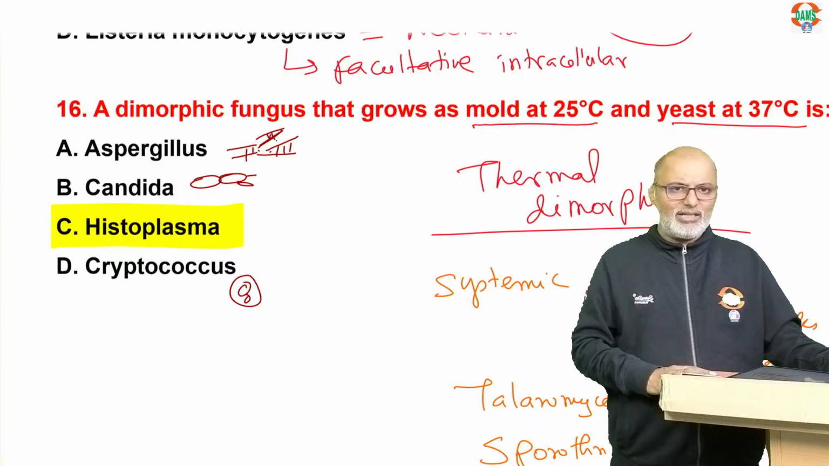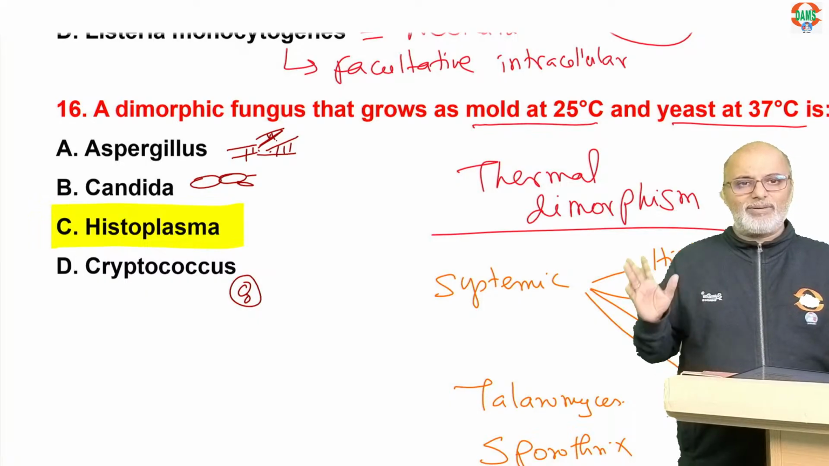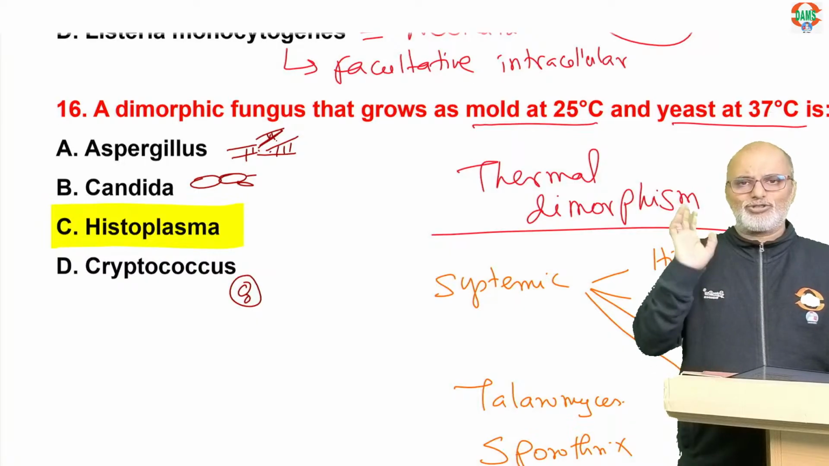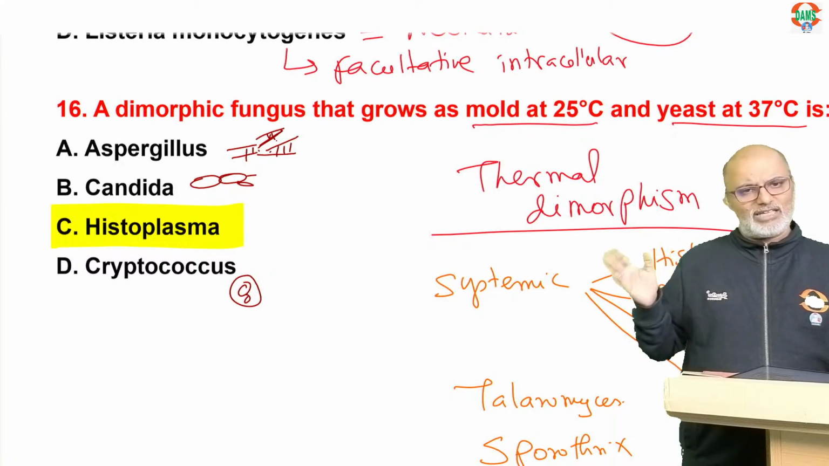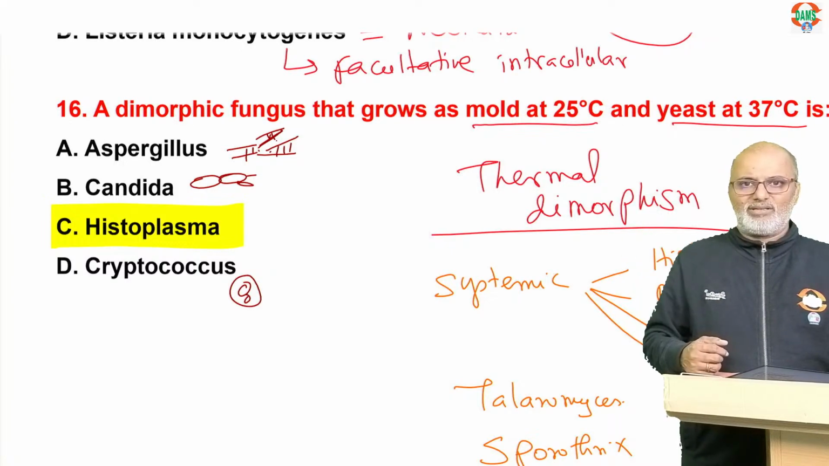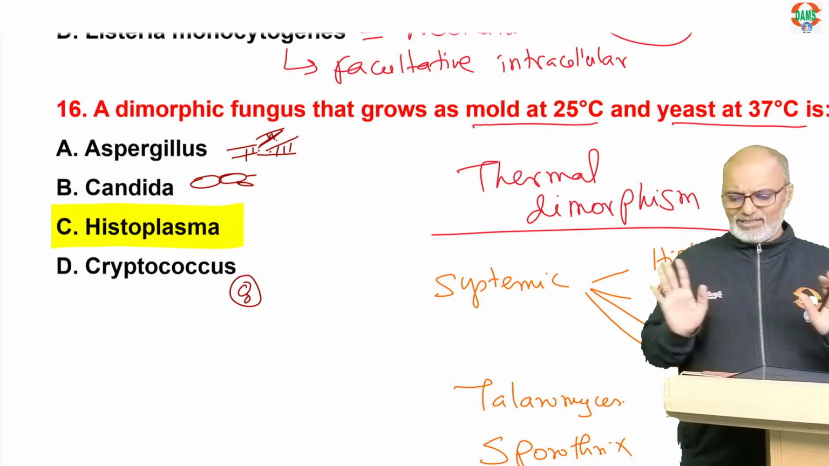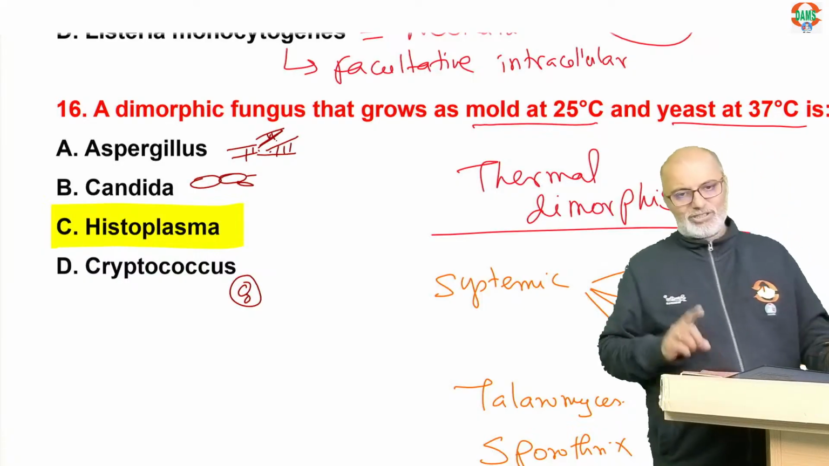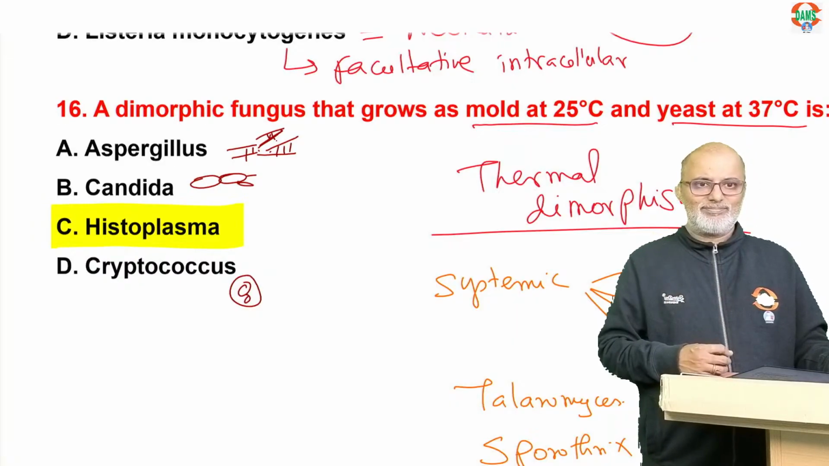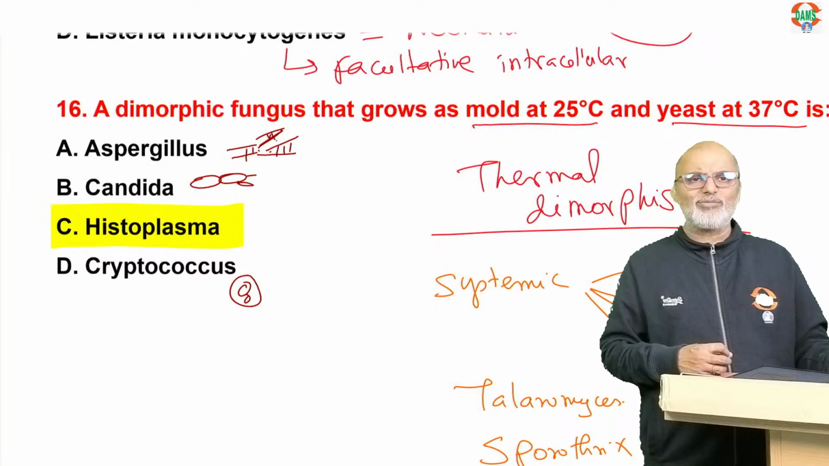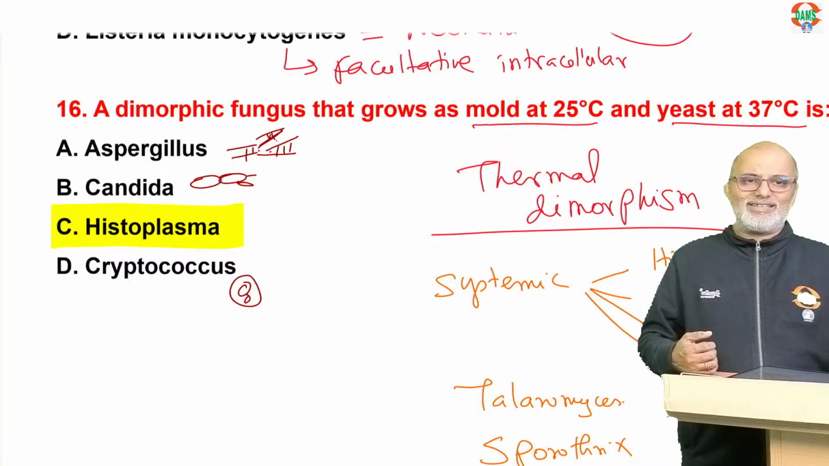The only subcutaneous fungus which belongs to dimorphic fungi is Sporothrix, a subcutaneous mycosis. All systemic mycoses are dimorphic fungi. One opportunistic, remember Talaromyces marneffei. Make it very simple: one subcutaneous, four systemic, one opportunistic. All these are usually thermally dimorphic. Some non-thermally dimorphic ones are also available, but I don't want to confuse you.